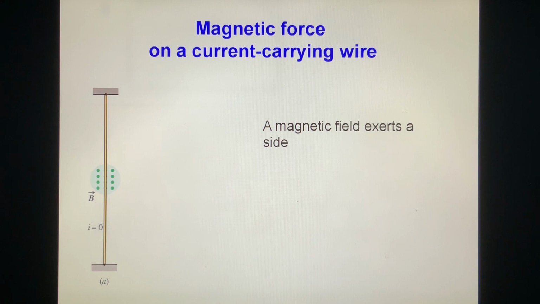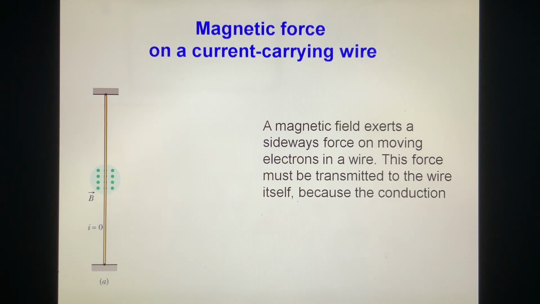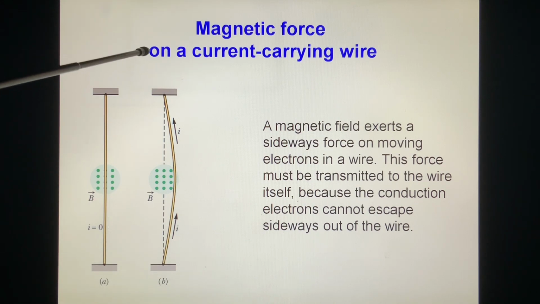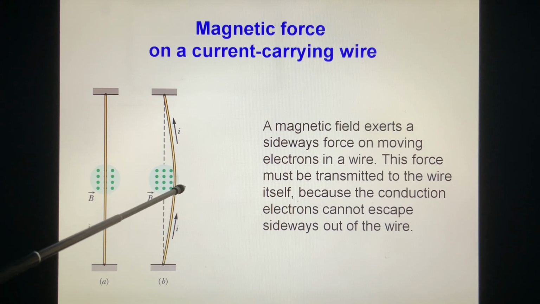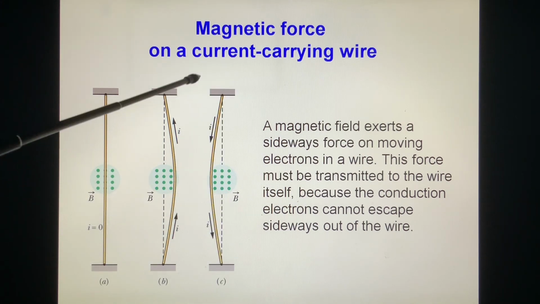A magnetic field exerts a sideways force on moving electrons in the wire. This force must be transmitted to the wire itself because the conduction electrons cannot escape sideways out of the wire. For example, if the current goes this way, you have the I cross B direction. If you change the direction of the current, the force will be different. Now, let's calculate how much force acts on this wire.